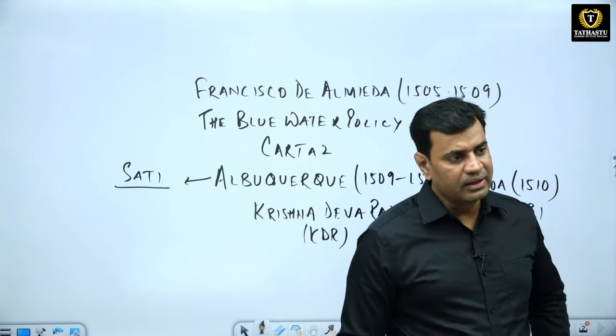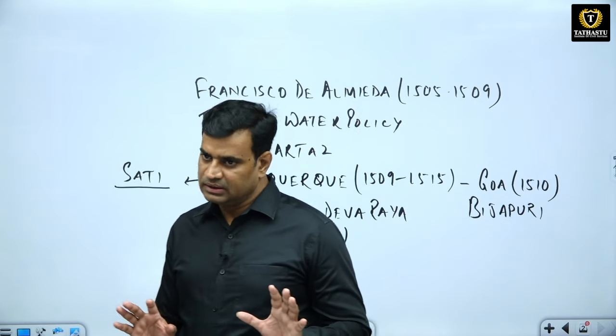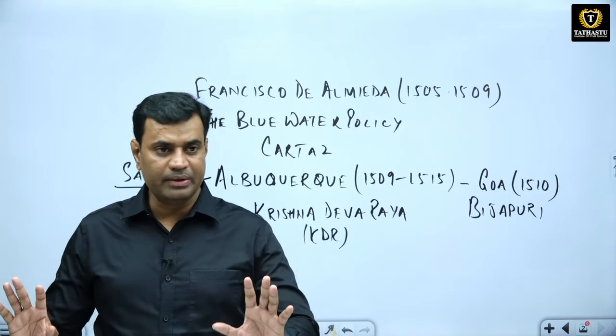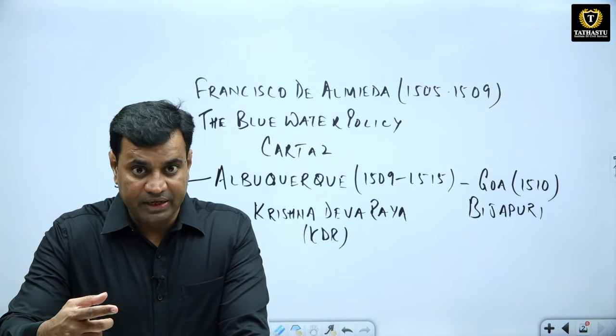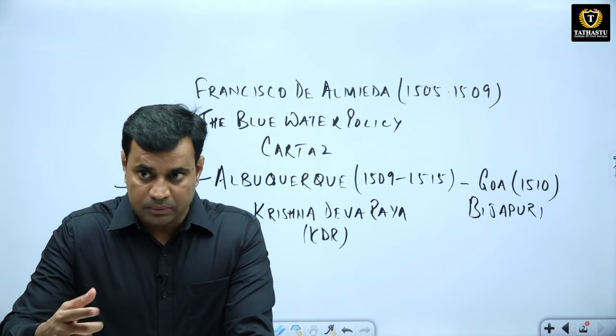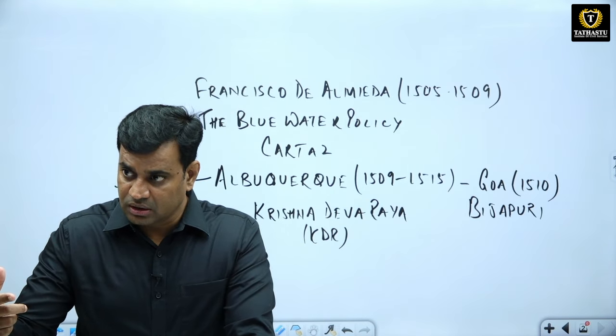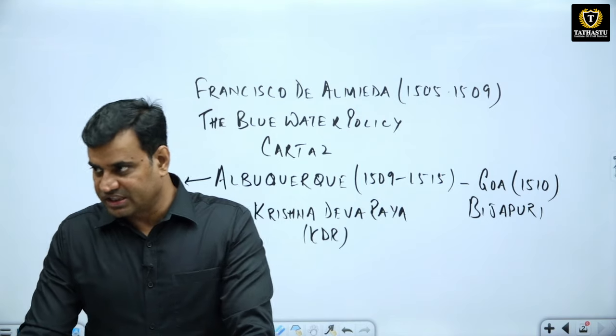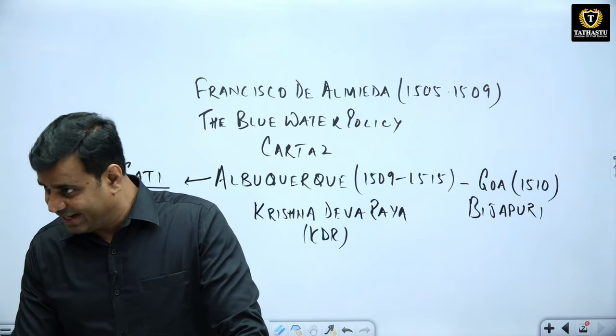Portuguese to marry Indian women. Indian women. Very important one. Sati will come. It was abolished by the British only in India, with the demand raised by Raja Ram Mohan Roy. Sati was a practice going on in India since ancient times.